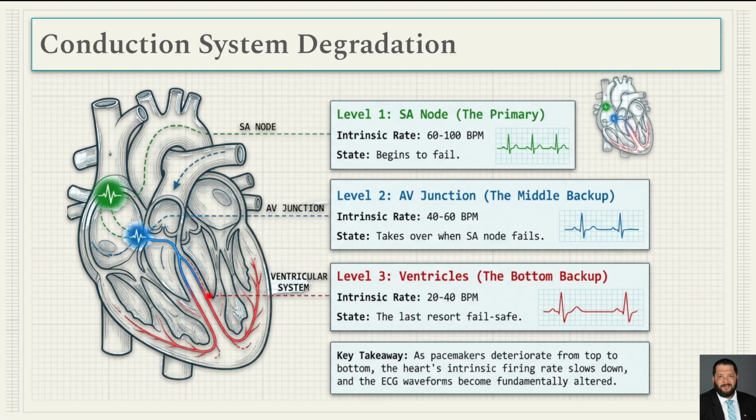This is the middle backup. The AV junction has an intrinsic firing rate of 40 to 60 beats per minute, and it takes over when the atria fail. The final failsafe is the ventricles. The ventricles have an intrinsic firing rate of 20 to 40 beats per minute, and it really does serve as the last resort for electrical origin.